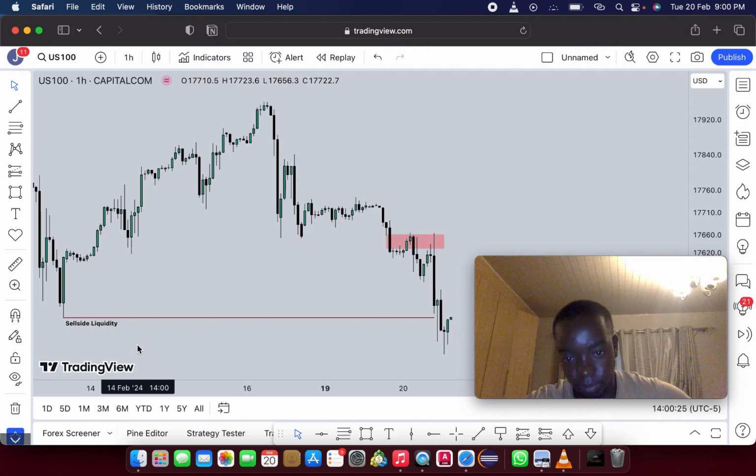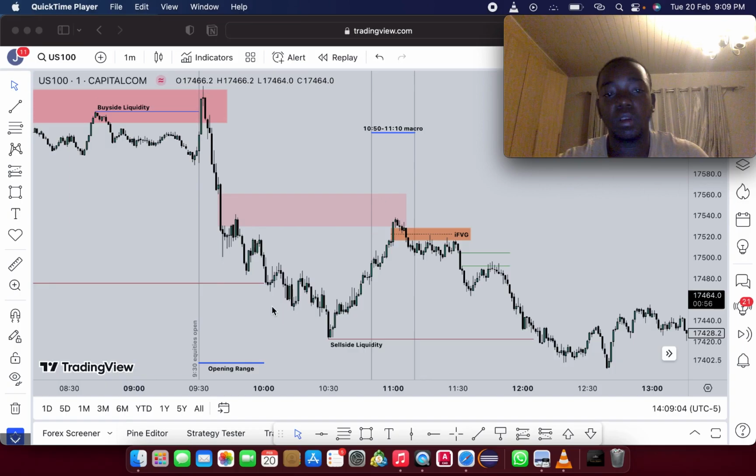So I'm just going to take you into the 1 minute chart and see what I had framed for the macro. Okay, so we're down into the 1 minute chart, and what we're trying to look for and what we're trying to trade is a silver bullet right after the opening range. The opening range, which is from 9:30 equities open until the start of the silver bullet 10 a.m.